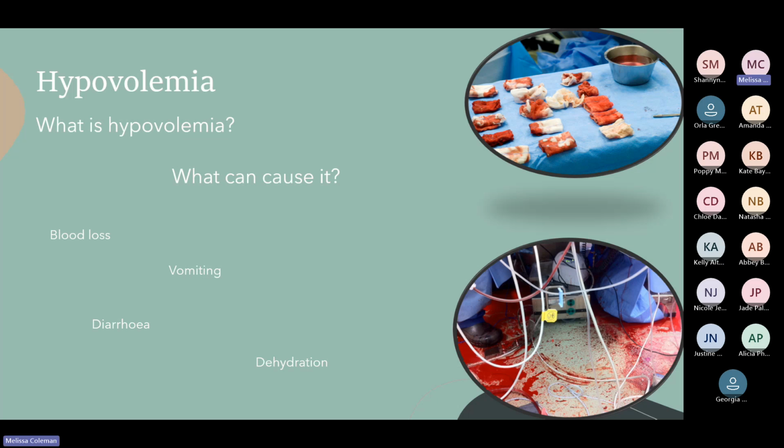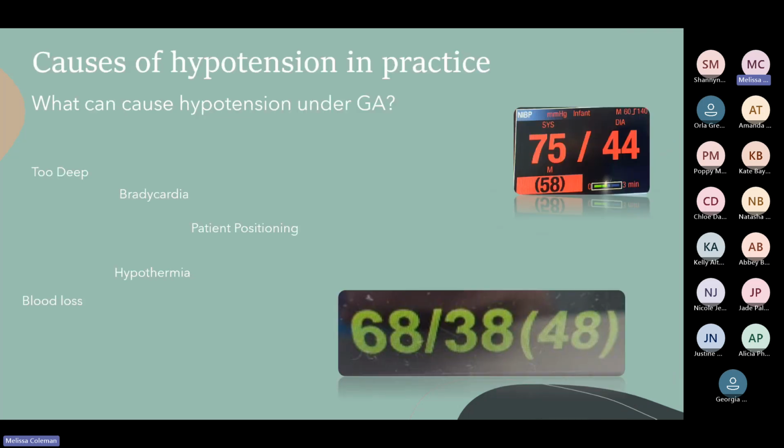So, causes of hypotension in practice. What can cause our hypotension under GA? They could be too deep, which is never good, and that causes a lot of vasodilation. Bradycardia, which can be caused again by all of our drugs, our backies, things like that.